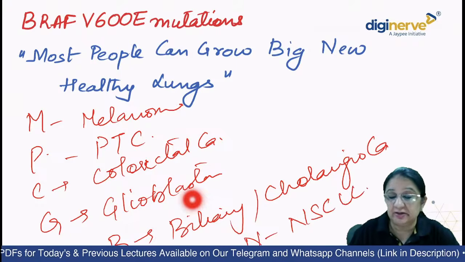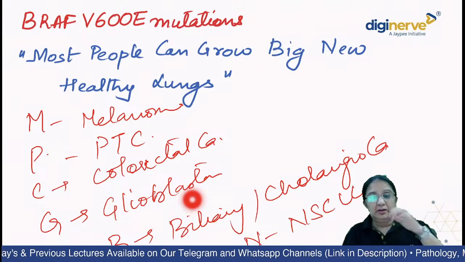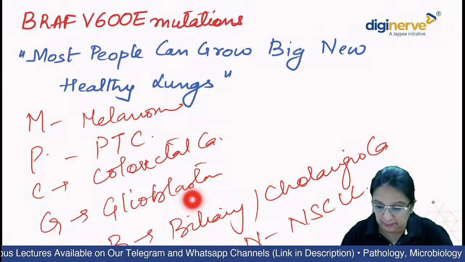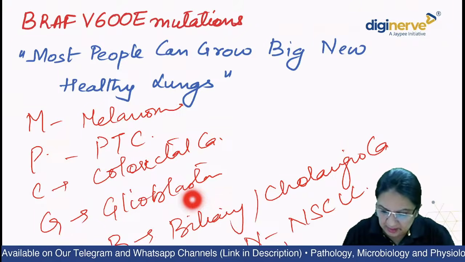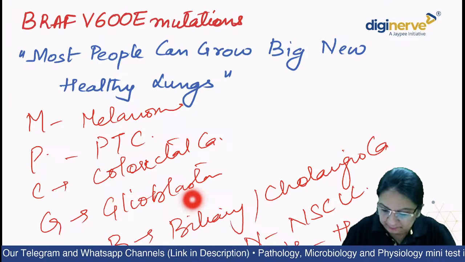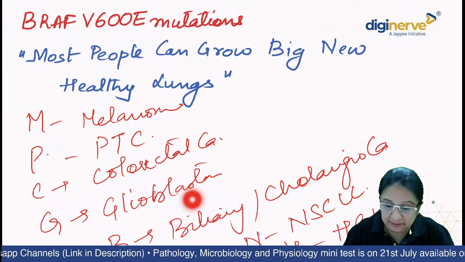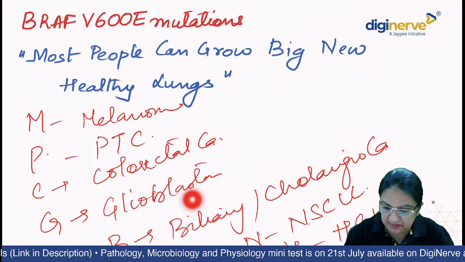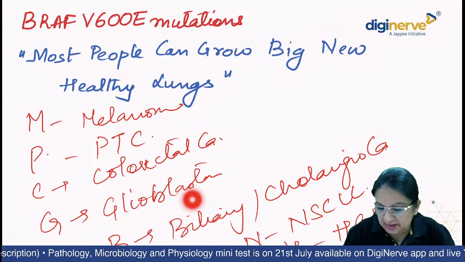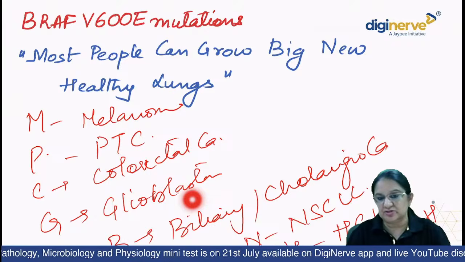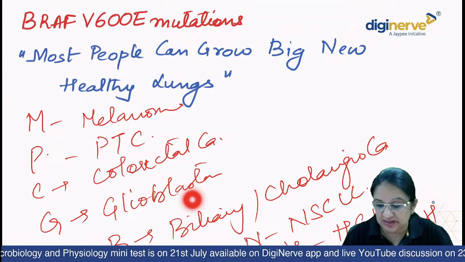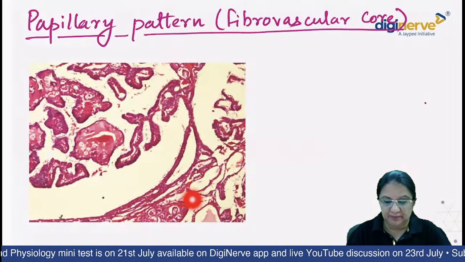Remember, we had studied this mutation in non-small cell lung cancer. H is for hairy cell leukemia, and L is for Langerhans cell histiocytosis. Hairy cell leukemia also, we have studied this mutation, right?